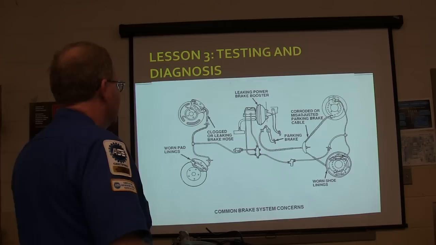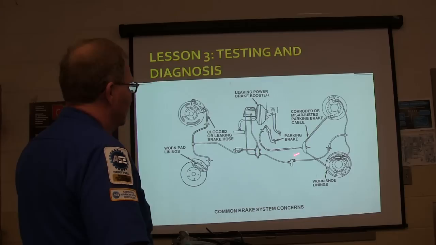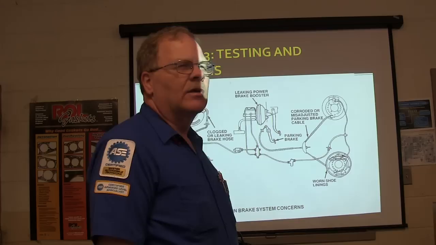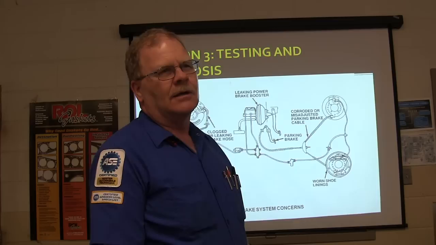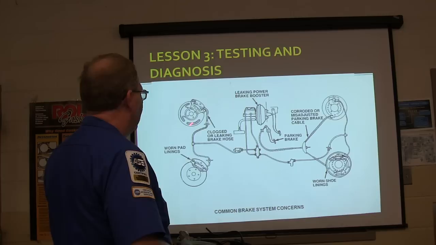Now, here's some of the stuff you can do. You can have a leaking booster. You can have a parking brake that's got cables all seized up. That's great fun. We worked on a Ranger one time, and I guess that guy had drove that thing in the creek a lot or something, crossing a creek, because every part of the park brake system was locked slam up, and all the springs were so rusty we had to replace all the hardware and everything. Common brake problems are worn pad lining. You see that all the time.